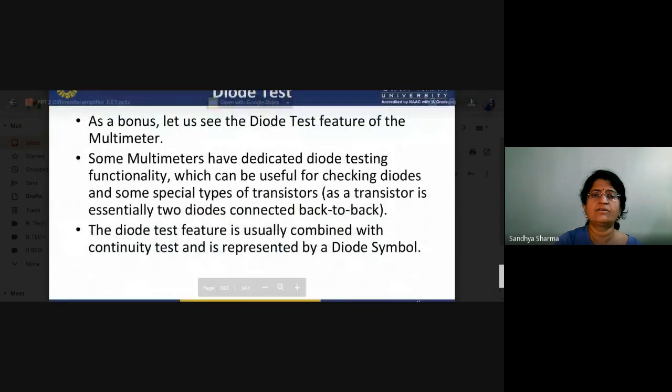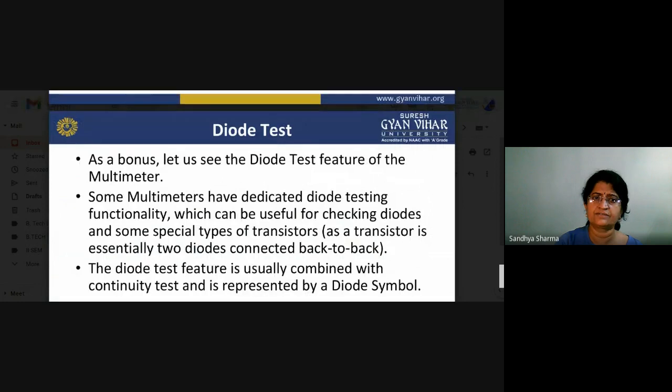Now we will focus on the diode test. As a bonus, let's see the diode test feature of the multimeter. Some multimeters have dedicated diode testing functionality, which can be useful for checking diodes and some special types of transistors, as a transistor is essentially two diodes connected back to back.